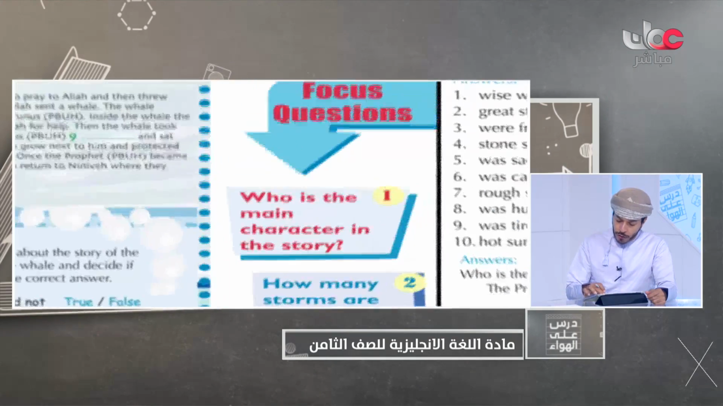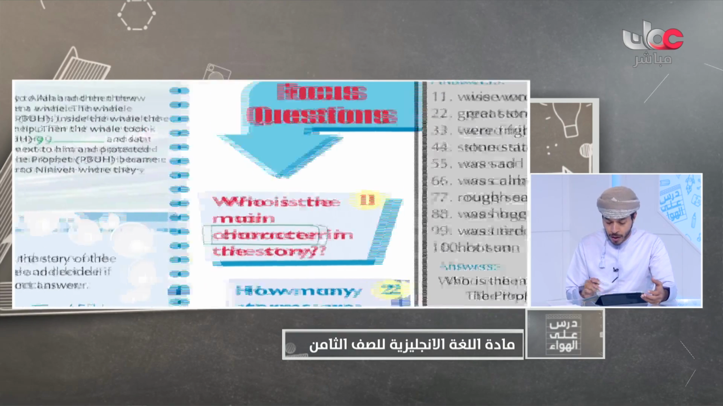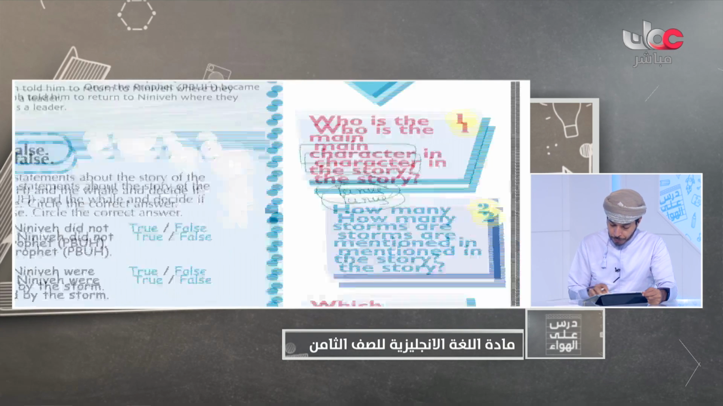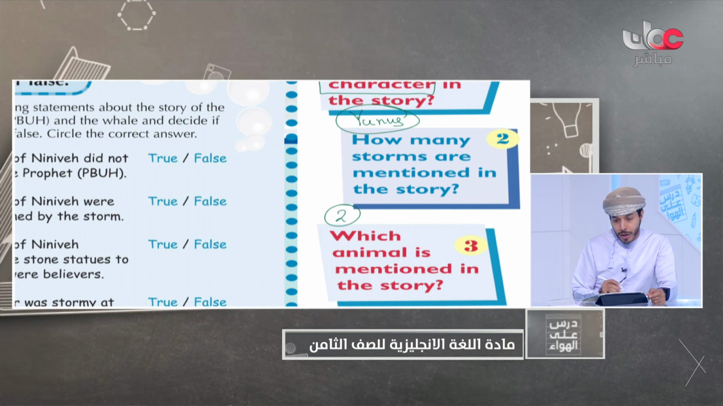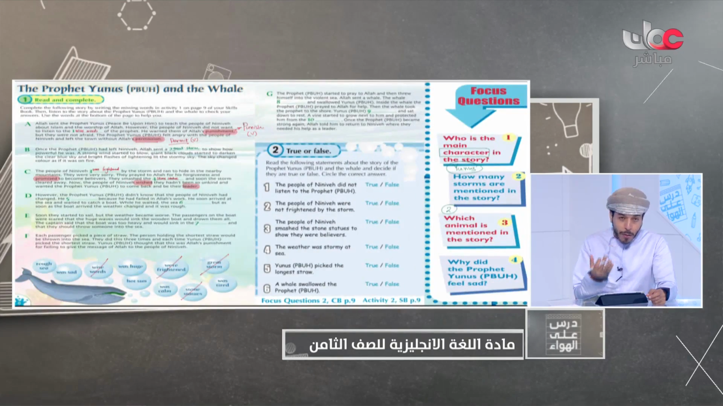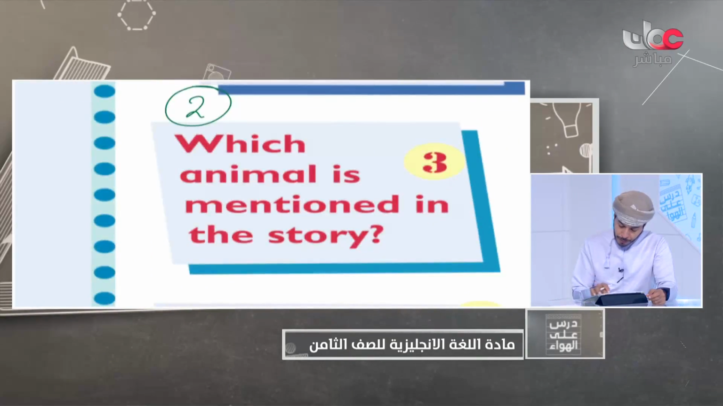So the focus questions that we have here, look at the first one. Who is the main character in the story? Character means what? الشخصية الرئيسية في هذه القصة. Who is he? It is our prophet Yunus, peace be upon him. Okay? How many storms are mentioned in the story? How many storms? الرياح. How many of them? They are 2. And which animal is mentioned in the story? ما هو الحيوان المذكور في القصة؟ The whale. الحوت. Of course.